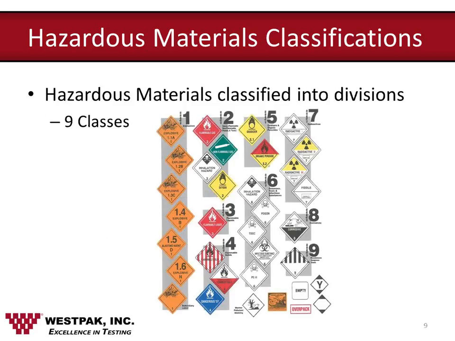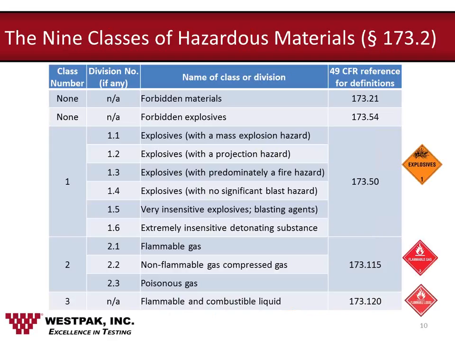Here we just have a nice illustration and a nice table of the 9 hazard classes. We put that in a table format, and then we can see what each class 1 through 9 is all about. The first thing you would notice is that the first 2 lines are forbidden materials and forbidden explosives. Some materials and explosives can't be transported in a safe and normal manner, and if that's the case, they're forbidden, and you have to follow a whole different set of rules. That's when the class number is none. It's a very, very special case.